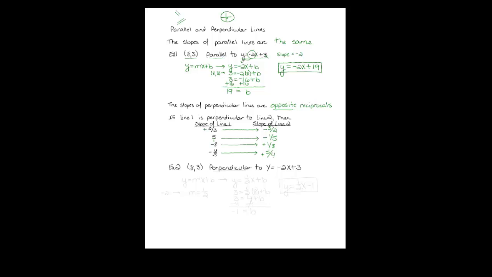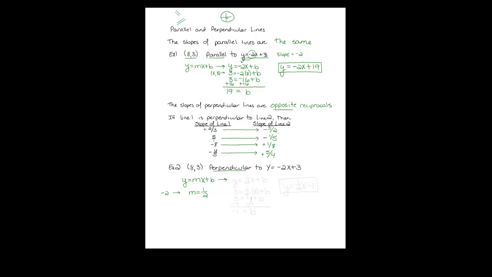So in example 2, we have the same point, (8, 3), this time perpendicular to a given line that is the same as well, y equals negative 2x plus 3. Since the slope of the given line is negative 2, we know that our slope has to be the opposite reciprocal of that. So y equals mx plus b. We know that the slope of the given line is negative 2, so our slope is going to be a positive 1/2, the opposite reciprocal.